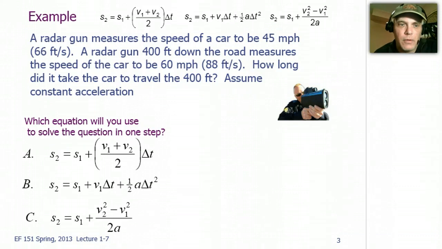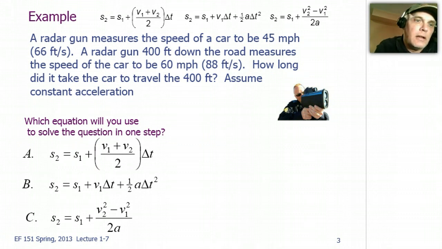Back again for this second part of our lecture here. We're going to work an example and see what we can do with this. So the example says we've got a radar gun. We got information about the speed at two different locations. We got information about the distance between these two locations. We're told that it is constant acceleration.